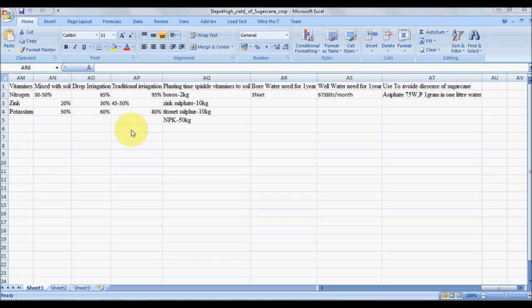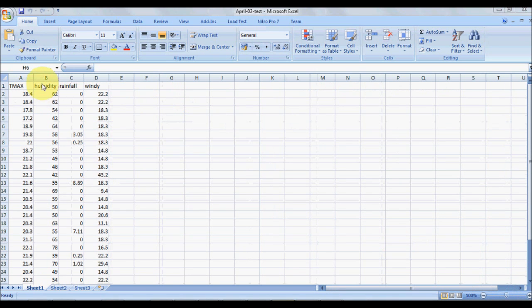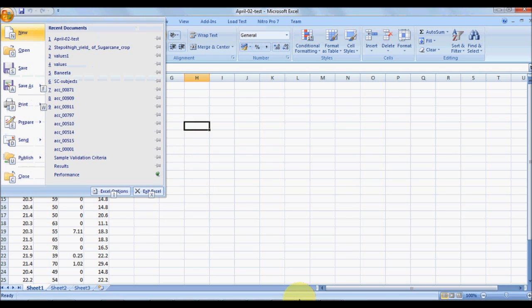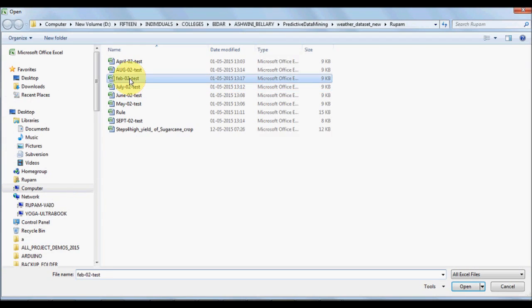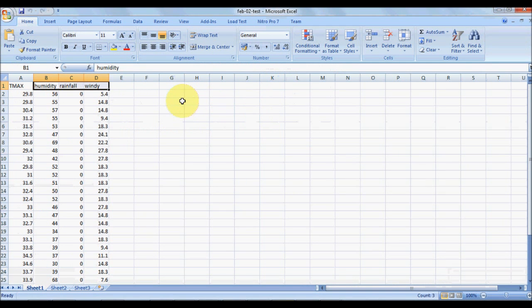Now besides this, we have acquired several years of weather data from the weather department. So as you can see, we have several month-wise data of maximum temperature, humidity, rainfall, and the wind percentage. Now based on these parameters, we need to do two things.